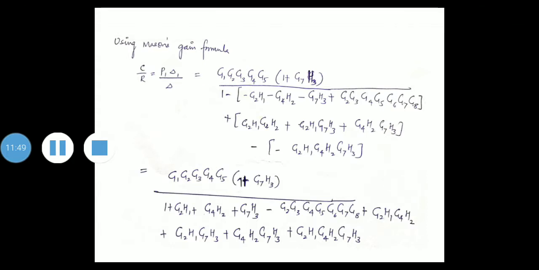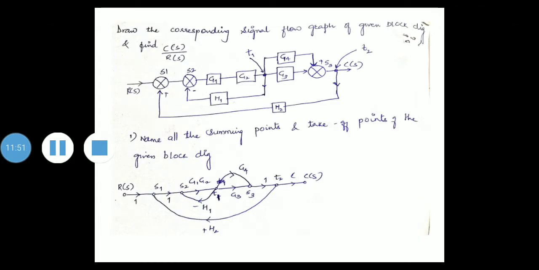We'll take the next problem. This is a different aspect of problem. Draw the corresponding signal flow graph of the given block diagram and find C of S by R of S. So first, how many summing points are there?